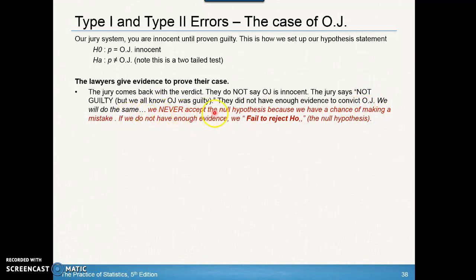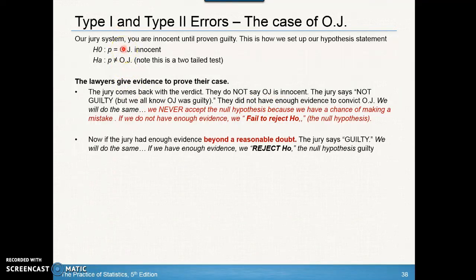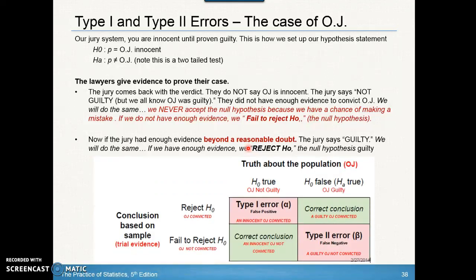So we never accept the null hypothesis. This is another reason why: we have a chance of making a mistake. This is why we state we don't have enough evidence, or we fail to reject. That's why we say we never accept it, because we're never 100% sure. We're just saying we don't have enough evidence to reject it. Now, if the jury had enough evidence beyond reasonable doubt, they will say guilty. We do the same. If we have enough evidence, we reject the null hypothesis.